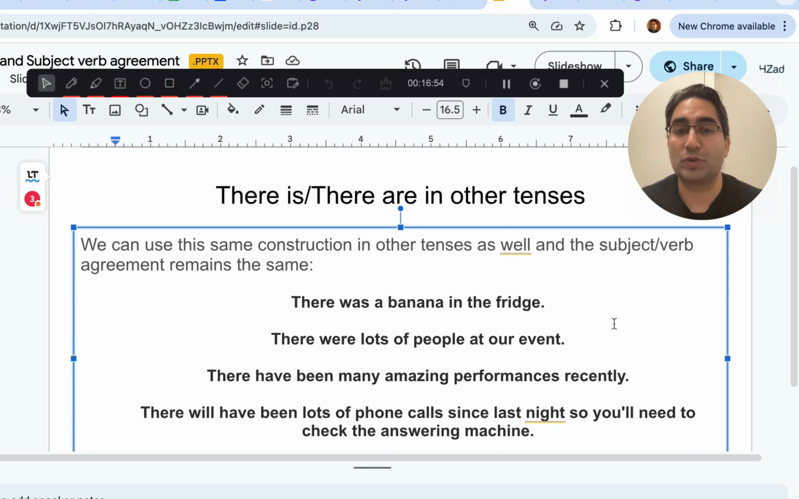Now, try some examples yourself in the past tense. Can you make some sentences with was or were? Try those out, type them down in the comments. I'll personally give you feedback if you got it right or wrong.